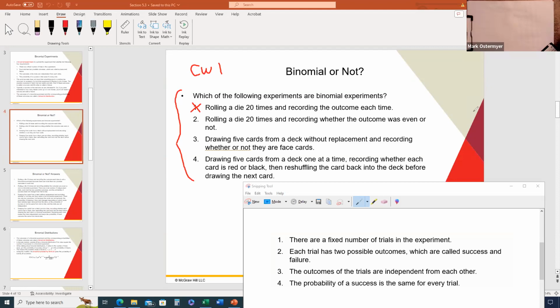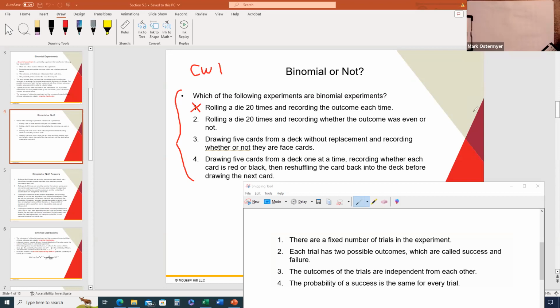Number two, are there 2 possible outcomes on any trial? Well, there are, based on how we define the outcomes. We could roll either an even face or an odd face. There's 2 possible outcomes. That checks out.